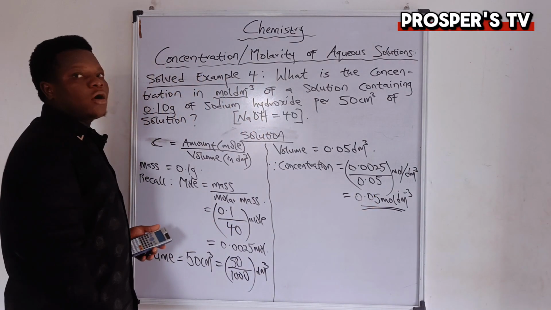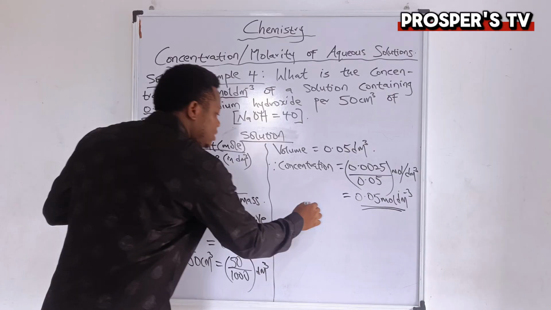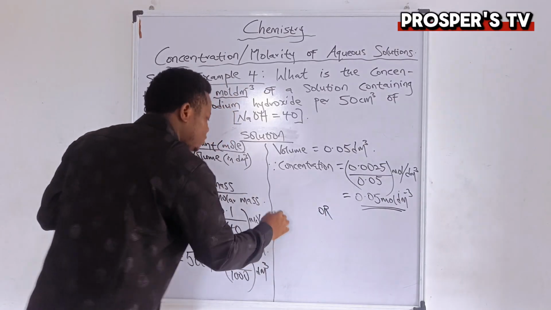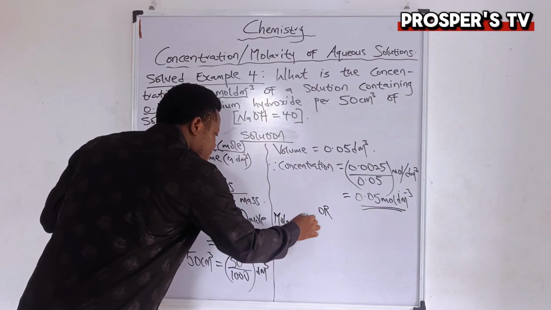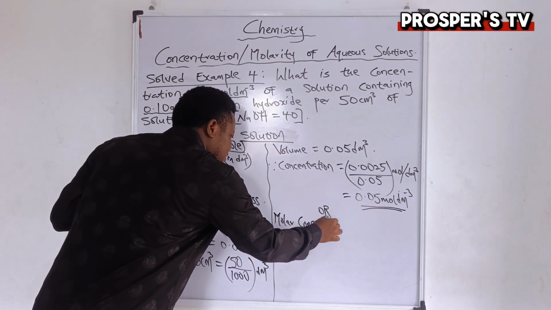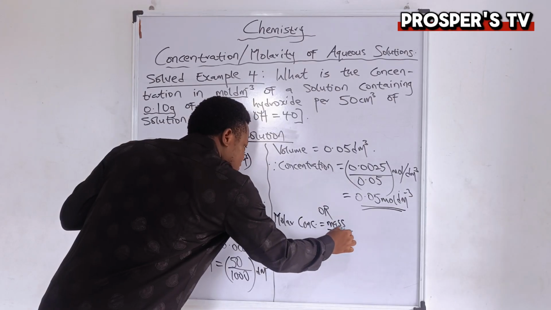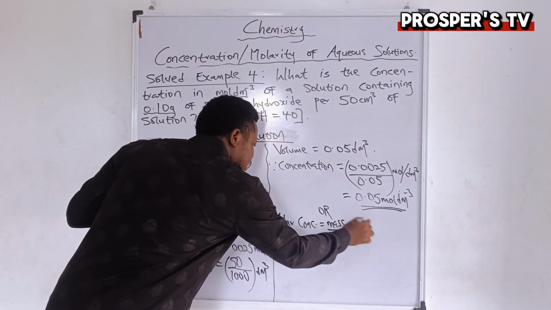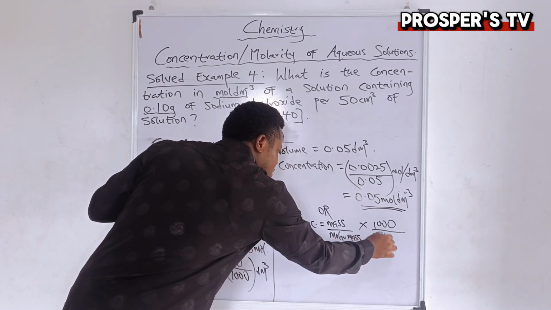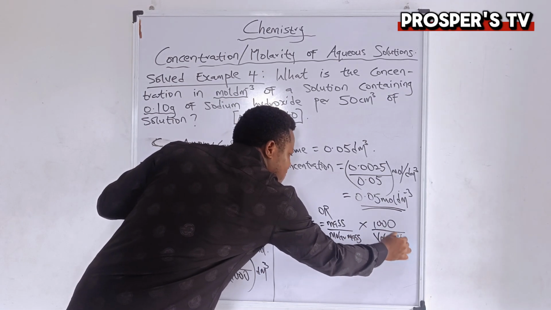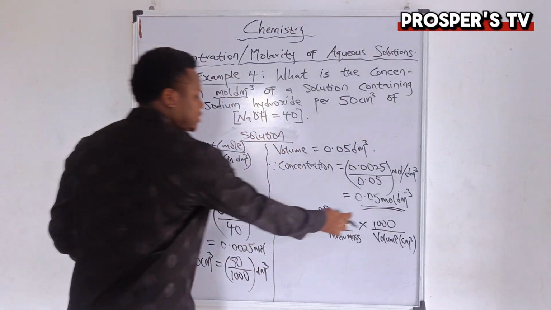So that's your molar concentration. Now, if you don't want to go through this long route, you simply make use of the formula I gave to you, which states that molar concentration is equal to mass over molar mass times 1000 over volume. But remember, if you are using this formula, your volume should be in cm cube. You don't convert when you are using this formula.